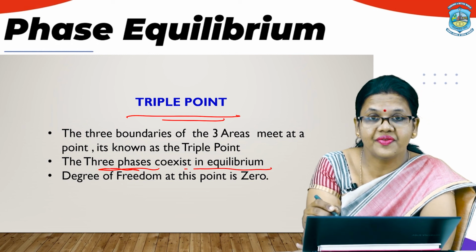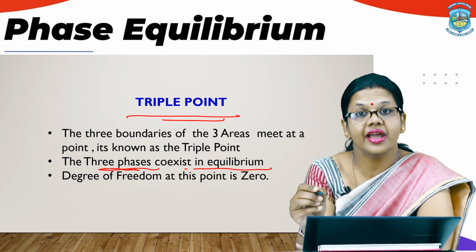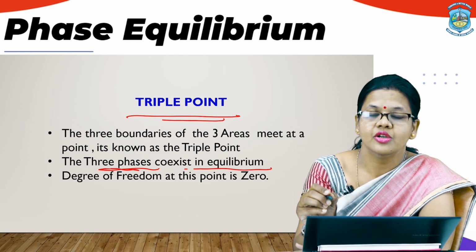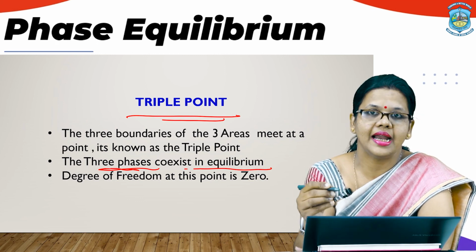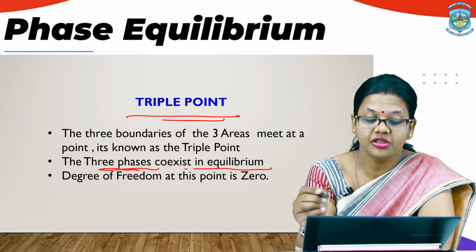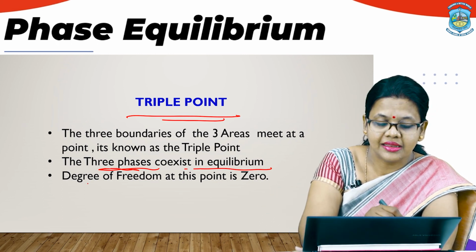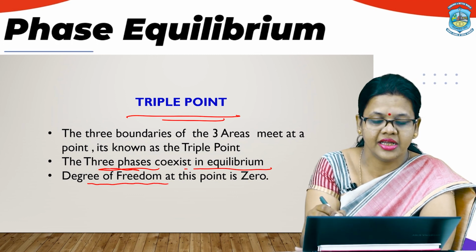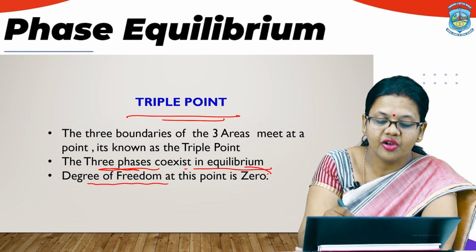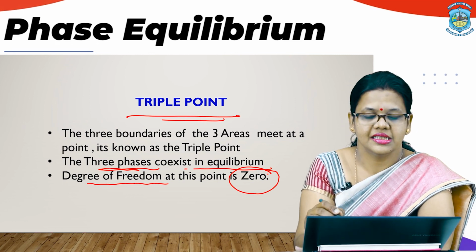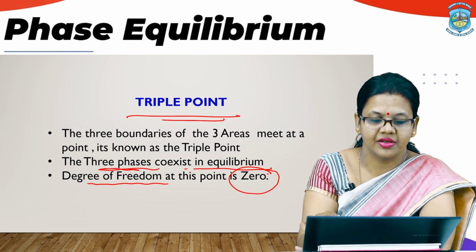It is very difficult to see a condition where water, ice and vapor all exist together. Normally it is not possible at normal pressure and temperature conditions, so it will exist only at a specific condition. That is why this point is an invariant or non-variant point where the degree of freedom is 0. That means temperature and pressure will be fixed and specific.